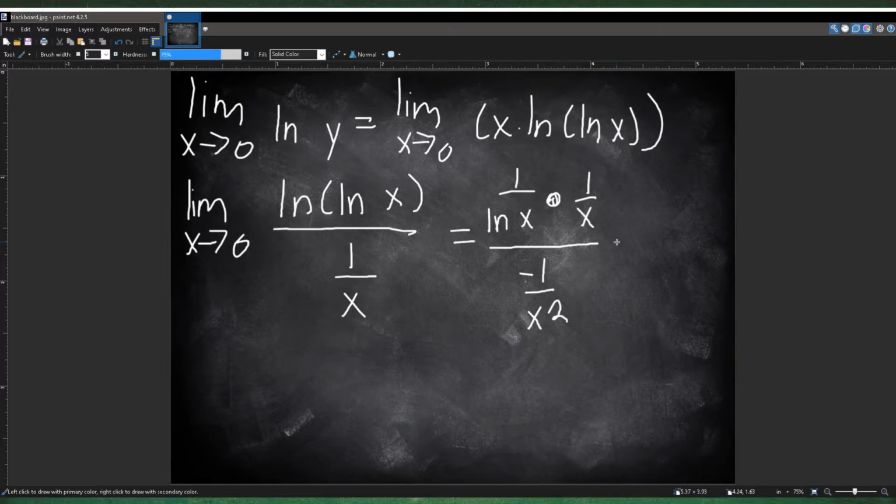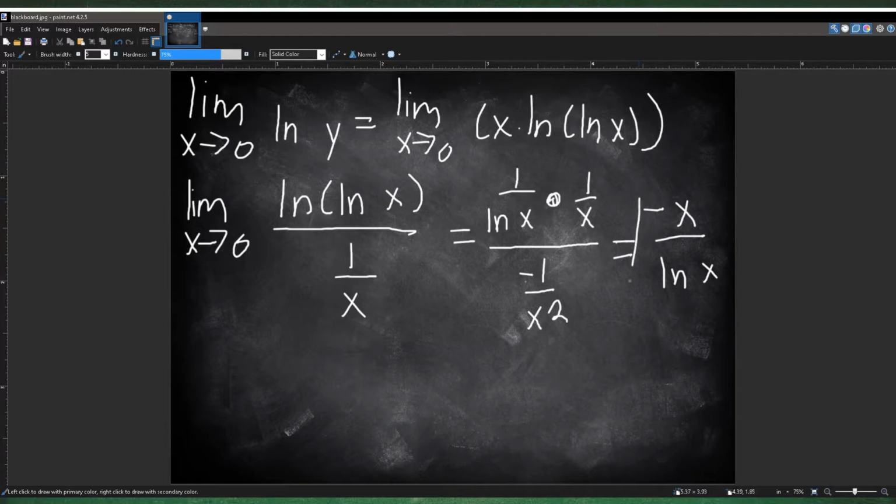Right? So this basically simplifies out to move the x squared to the top because you're dividing by something that's dividing. So that's just negative x squared divided by x. So it's negative x all over ln of x, right? So that's what it simplifies out to.